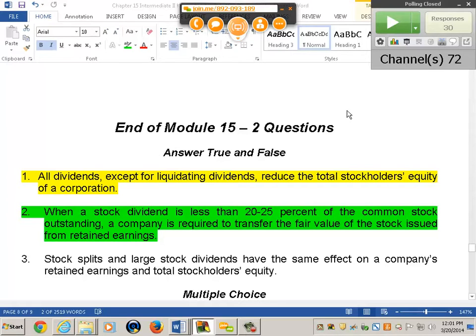And secondly, liquidating dividends could reduce stockholders' equity. All a liquidating dividend means is that you debit paid-in capital and credit cash. So a form of a liquidating dividend would be to debit APIC rather than retained earnings, say it's for 200, and credit cash. Okay, so it's false because a liquidating dividend does reduce equity.